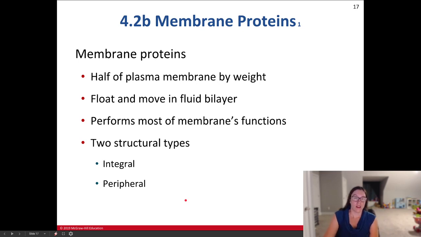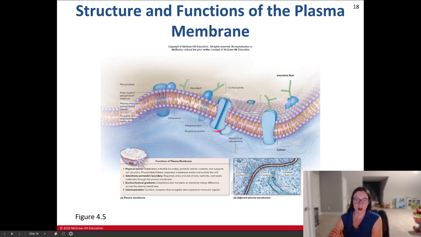So the other thing that makes up our plasma membrane are going to be proteins. And proteins are about half of the plasma membrane by weight. They actually float and move throughout the fluid bilayer. And they perform most of the functions of the membrane. They can be enzymes, they can be receptors, they can be channels. So there's a lot of different things they can do. There are two different structural types called integral proteins and peripheral proteins. So integral proteins are going to go all the way through, from one side of the plasma membrane to the other, whereas peripheral proteins either float on the inside or the outside of the plasma membrane.